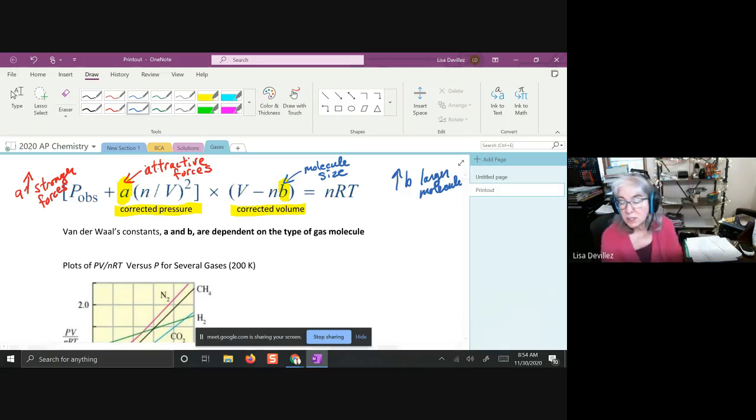And so again, you would just look those up. But in the quest, there are some conceptual questions where maybe it'll list several molecules and ask which of these would have the higher B value, or which of these would deviate more from the ideal gas law. And so the larger the molecule, the greater the deviation. Or with A, the stronger the attractive force, the greater it would deviate.